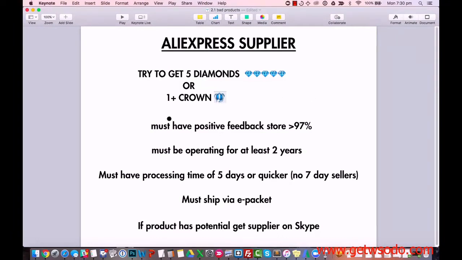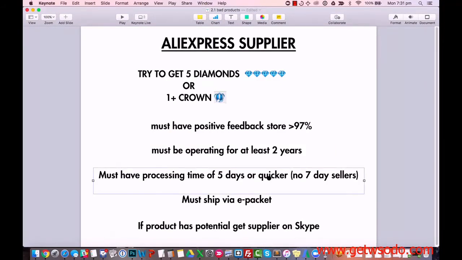They also must have a positive feedback score of above 97%. And they must be operating for at least 2 years. A lot of sellers will come on Aliexpress and then they'll disappear within the first few months, right? So you want to make sure that doesn't happen. So you want to make sure they've been operating for at least 2 years.